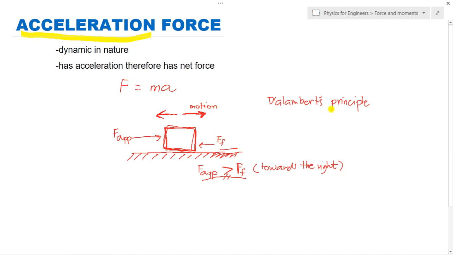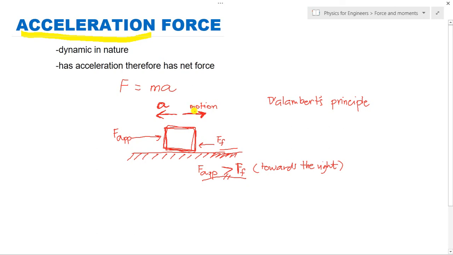By D'Alembert's principle, class, since an object in motion is subjected to an external or applied force, we have what we call the reverse effective force. And what is that reverse effective force? It is related to our acceleration. So therefore, the direction, by vector notation, is towards the left. Maybe some of you are confused that the acceleration is towards the left, opposite to the direction of motion.